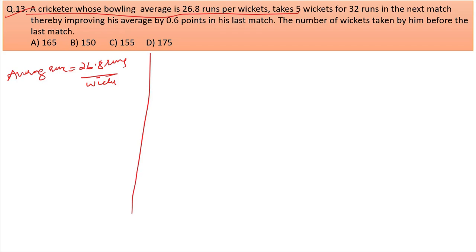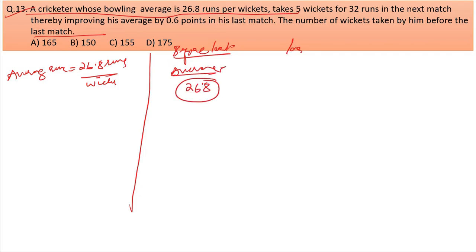Here we have the wickets before the last match. That is, he takes 5 wickets for 32 runs in the next match, thereby improving his average by 0.6 points in the last match. The number of wickets taken by him before the last match, here we have average. His average runs is 26.8.